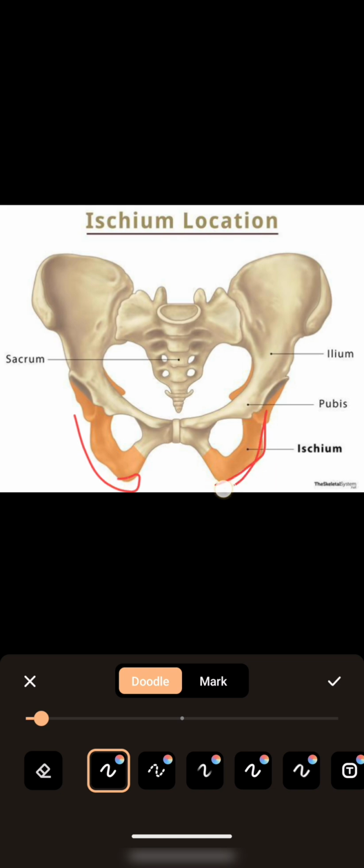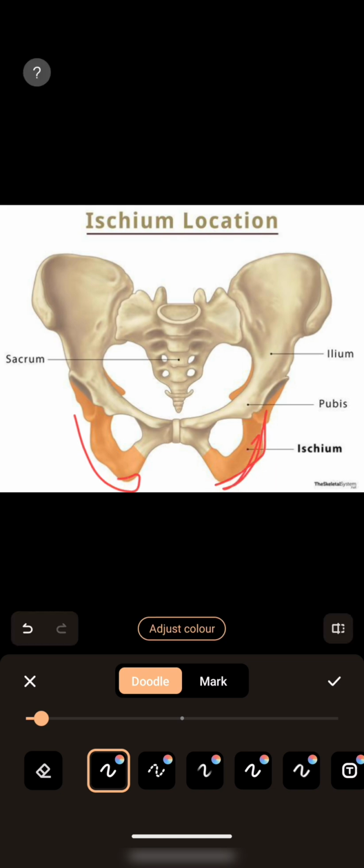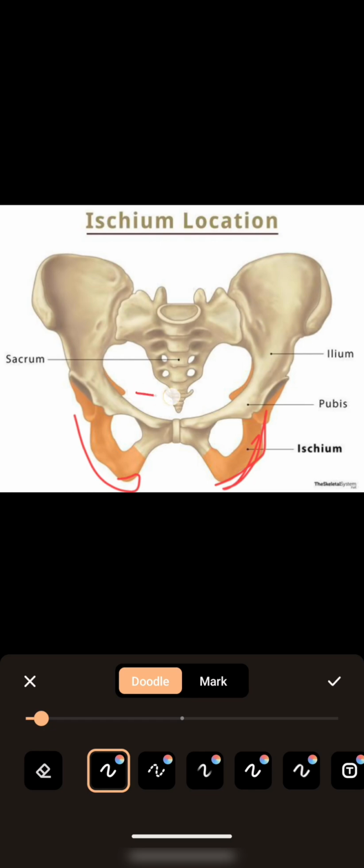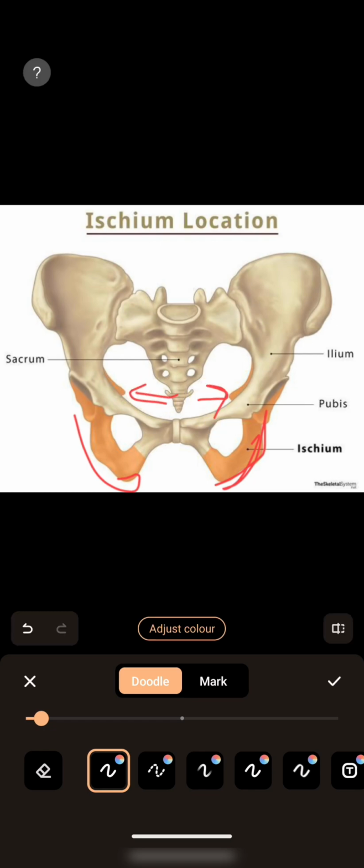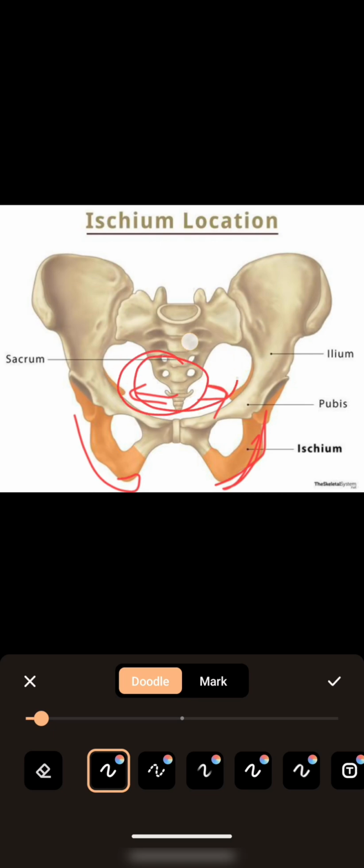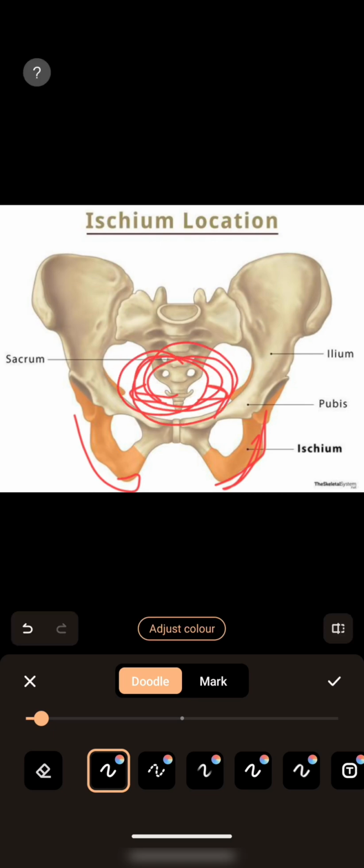This large part is the ischial tuberosity, and behind the ischium, a little above the ischial tuberosity, there is an inward projection which is called the ischial spine. During labor, the station of the head is determined in relation to this ischial spine. So in relation to this ischial spine, we will determine where the fetal head has reached during labor.